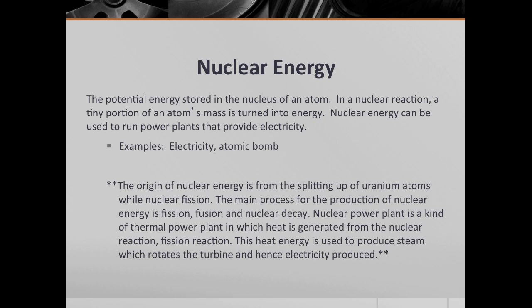The main processes for the production of nuclear energy are fission, fusion, and nuclear decay. A nuclear power plant is a kind of thermal power plant in which heat is generated from the nuclear fission reaction. This heat energy is used to produce steam, which rotates the turbine, and hence electricity is produced.